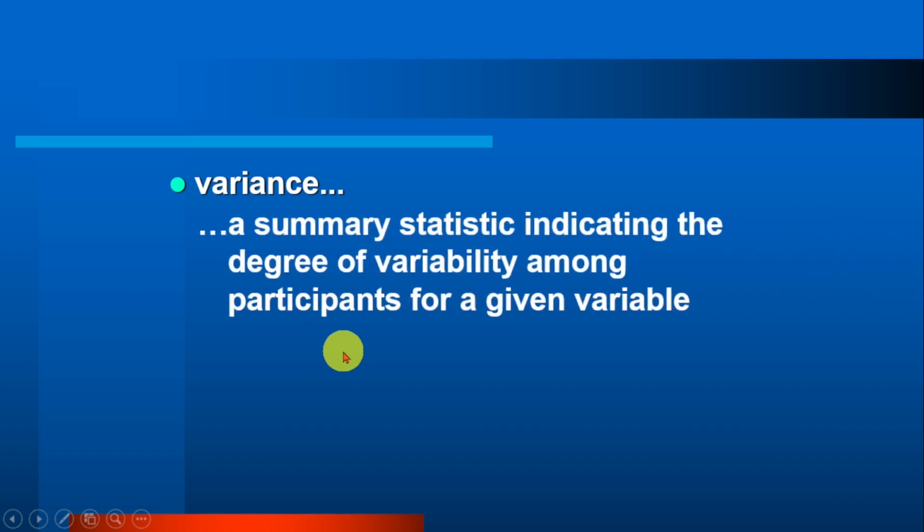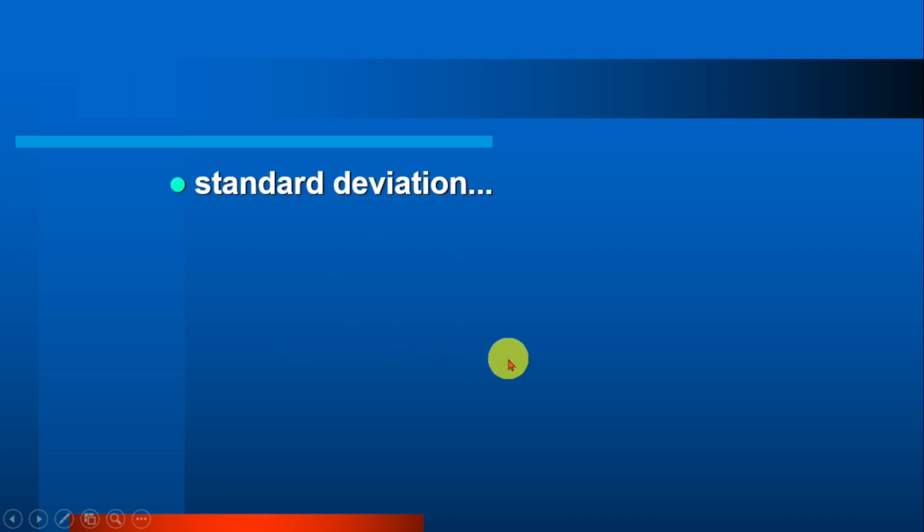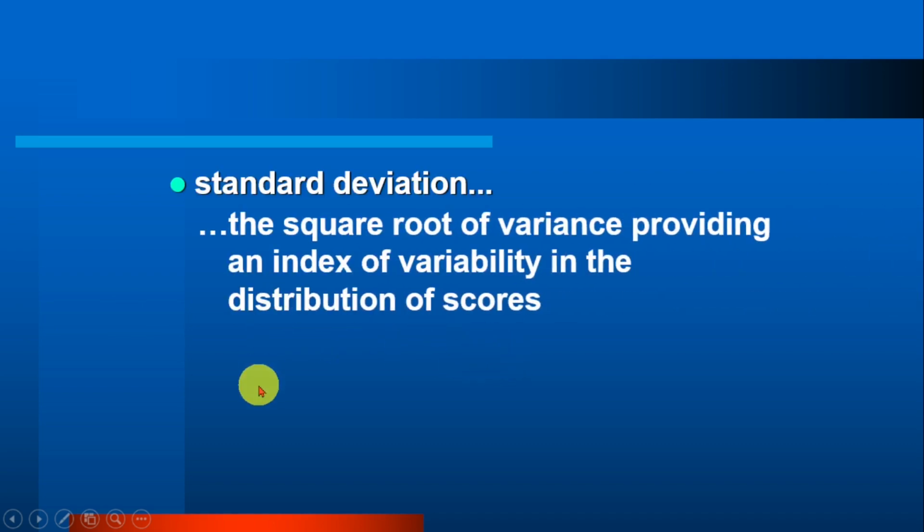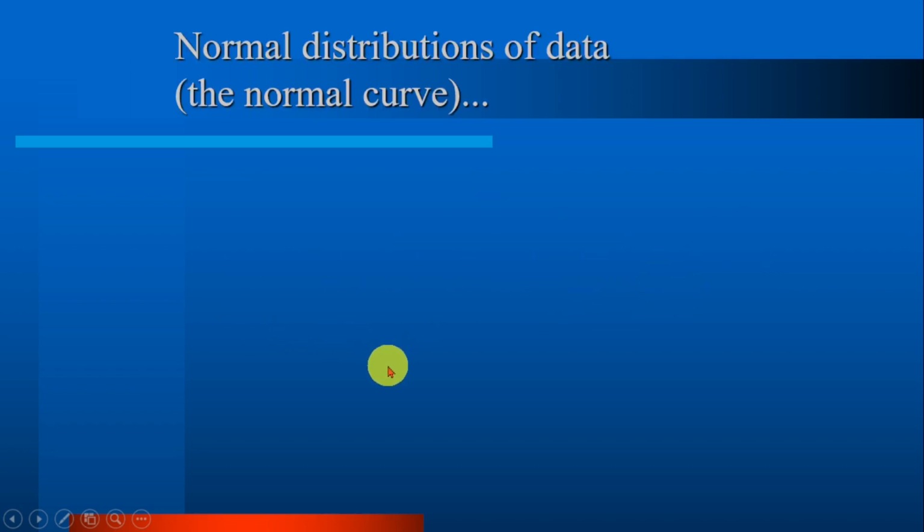Variance is a summary statistic that indicates the degree of variability among participants for a given variable. Standard deviation is the square root of variance and provides an index of variability in the distribution of the scores.